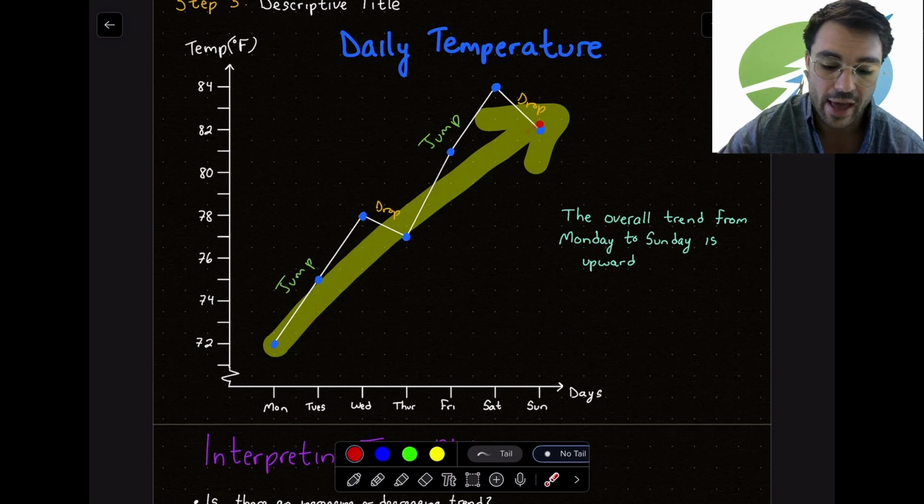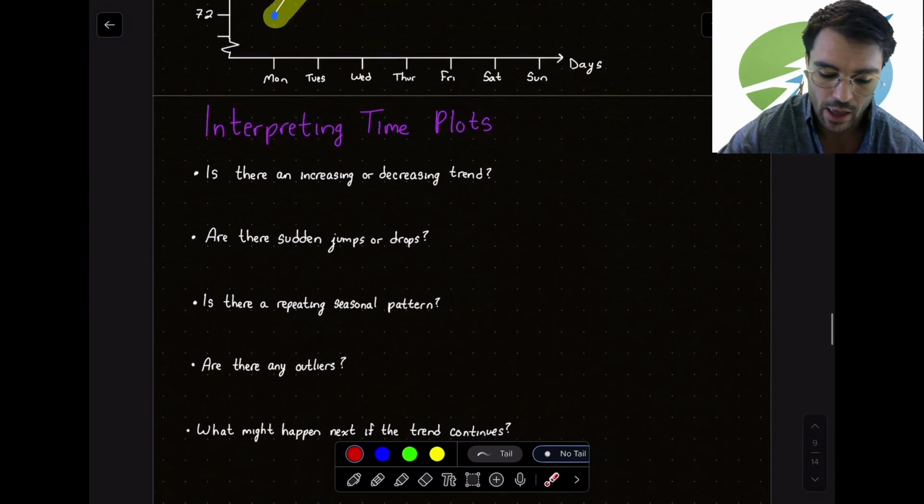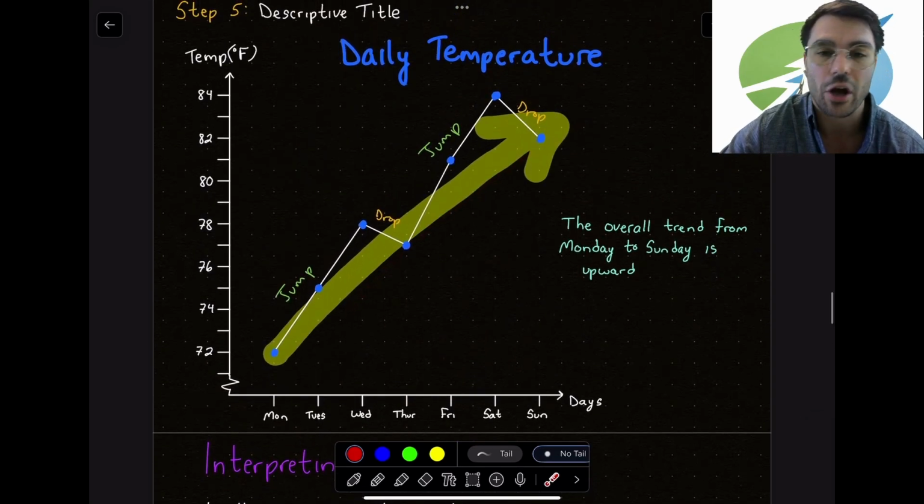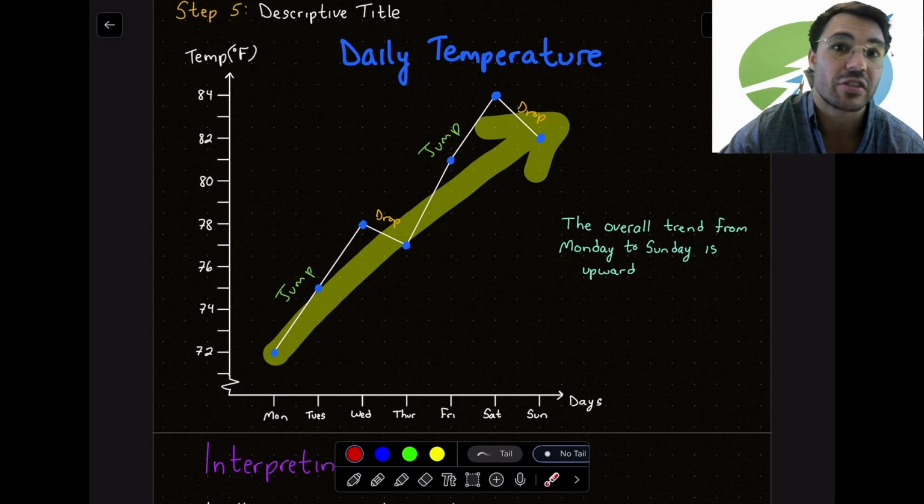So again, just to bring the point home, if we only knew this, it would be safe to say the trend is increasing and that if the trend continues, it will get hotter. But we know that's not quite how temperature works. But for something like stock prices, you might be able to safely make that assumption.